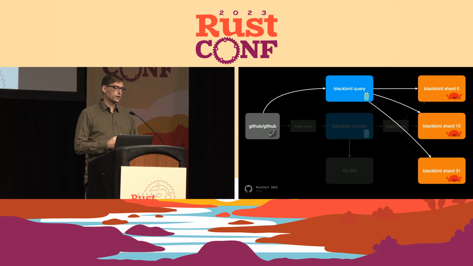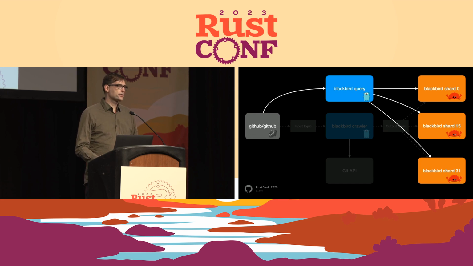Querying works similarly. When a request comes into github.com, it will be forwarded to our Blackbird query service, which is also written in Go, and is responsible for fanning out to all of the Blackbird shards and gathering the top results from each and returning the results to the user.